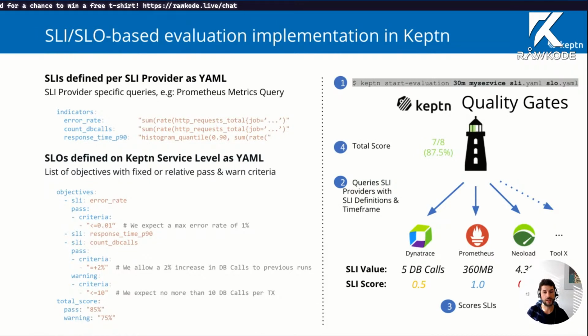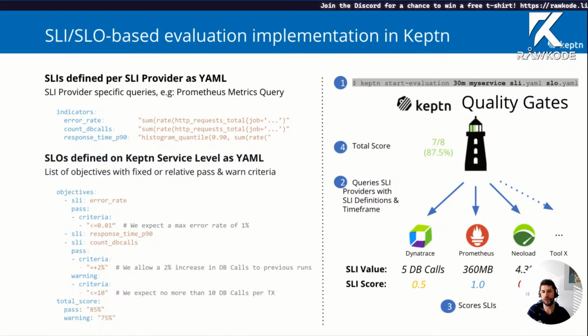And this score you can then use to decide if it should be promoted to the next stage, if you want to keep it in this stage, if you want to roll it back. If you're just using Keptn quality gates, it's totally up to you. If you're using the full installation of Keptn, Keptn can then automatically initiate a rollback, for example, of this deployment.